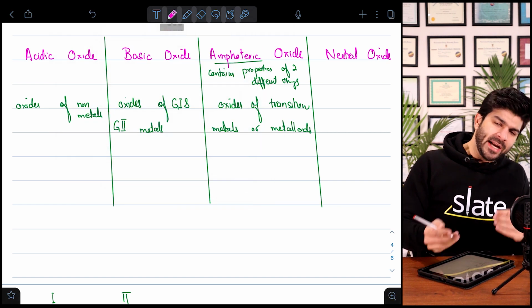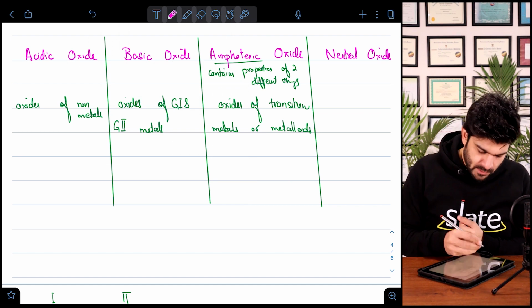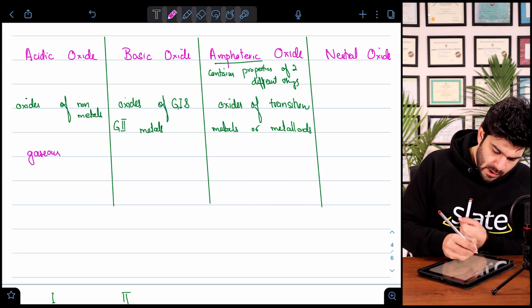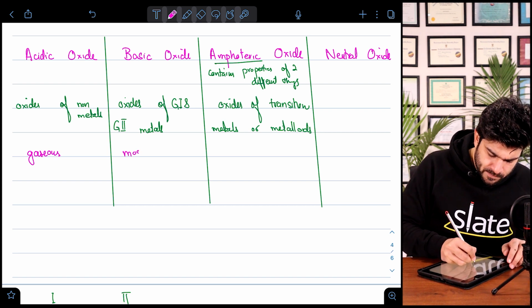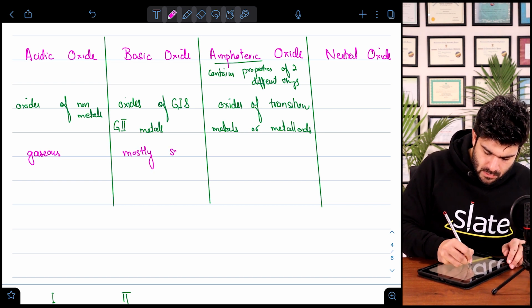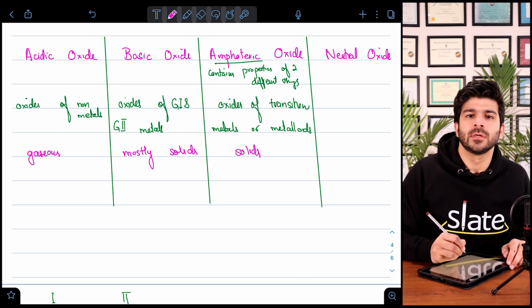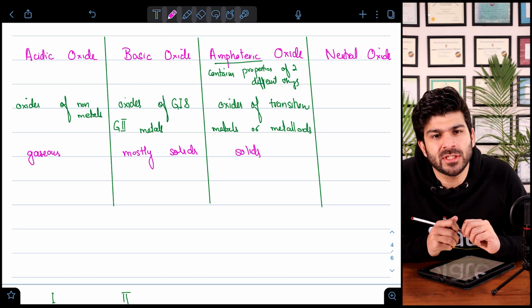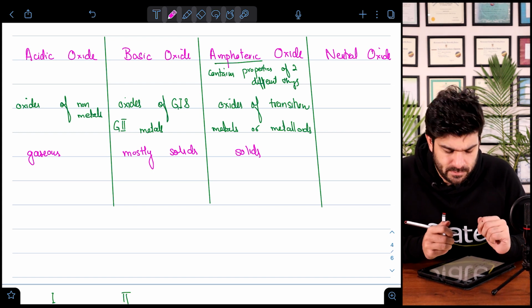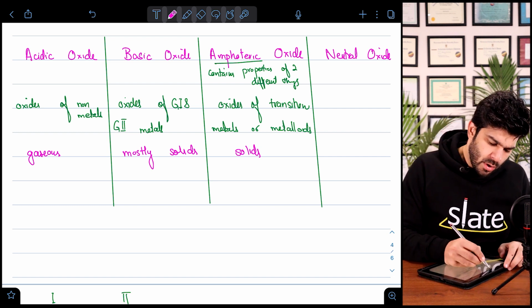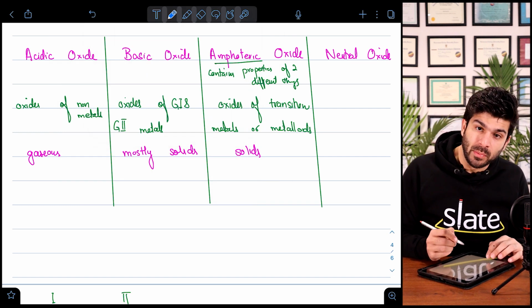Now, going back again to the acidic oxides, they are gaseous in state. These are mostly solids. And these are also solids. So acidic oxides are gaseous or can be liquid, but these are solids. Now, the important property, the most important property.